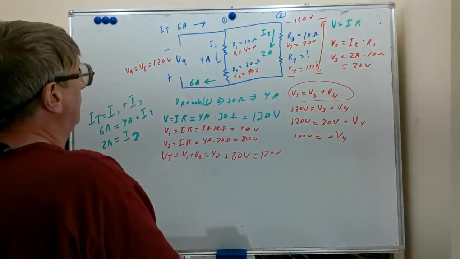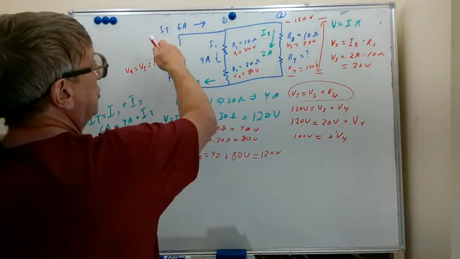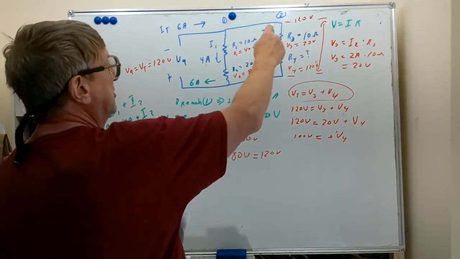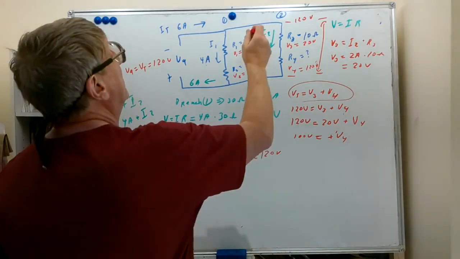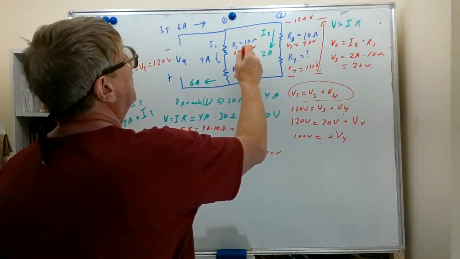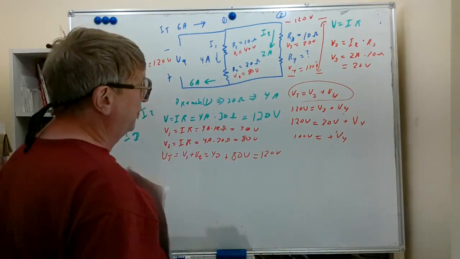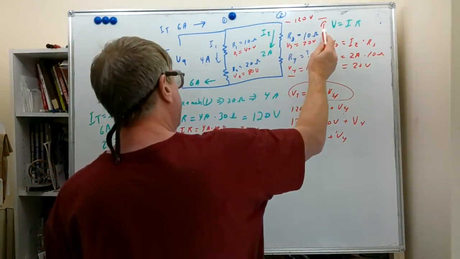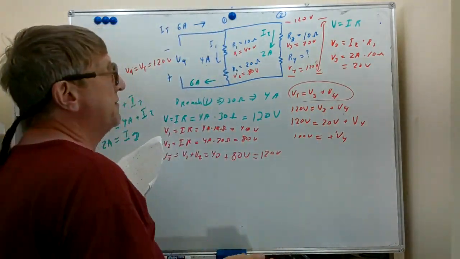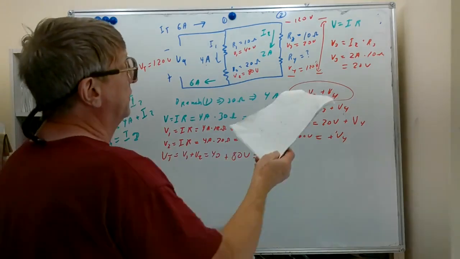So what do we got now? We've got the total current, we've got the current to this leg, current to this leg, we've got the resistance here, we've calculated the voltage here, we got the resistance here, we've calculated the voltage here, we got the resistance of 3, we've calculated the voltage across. The only thing we have left to find here is what is R4.